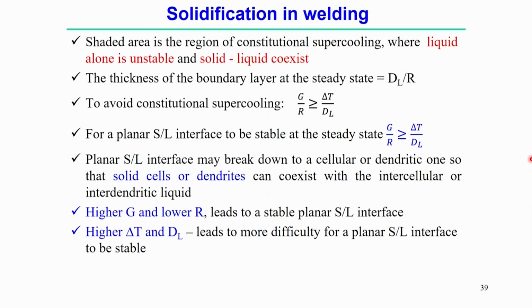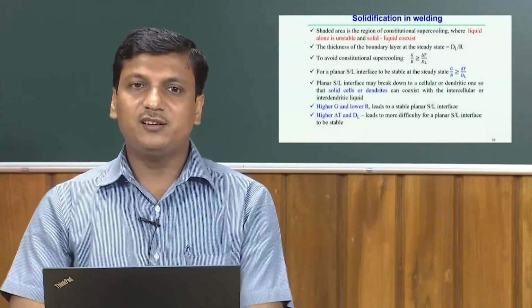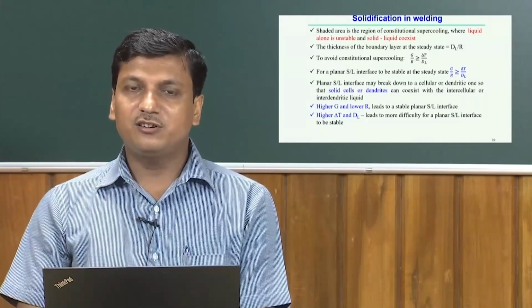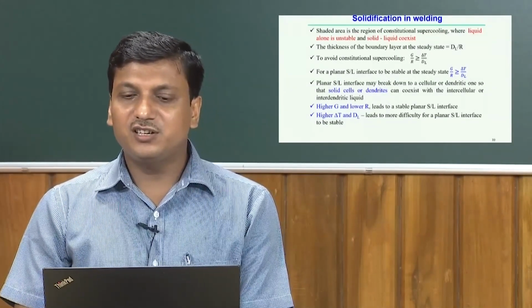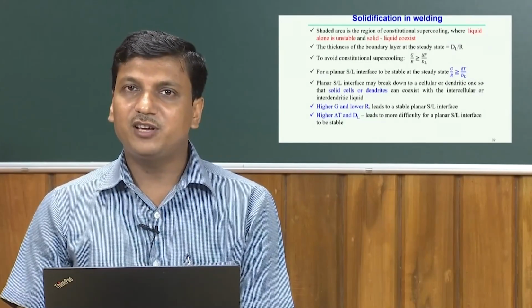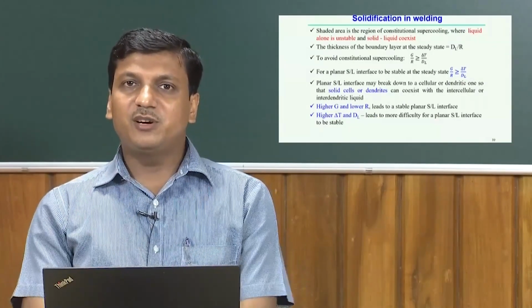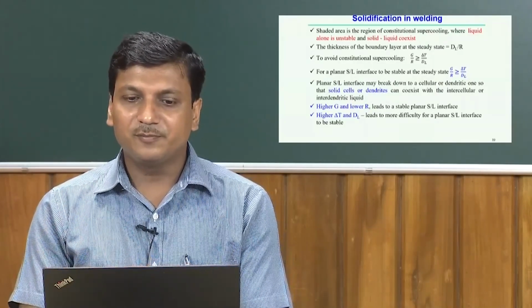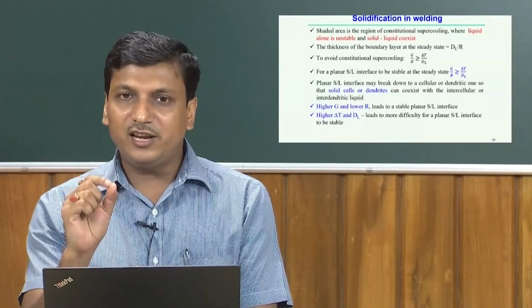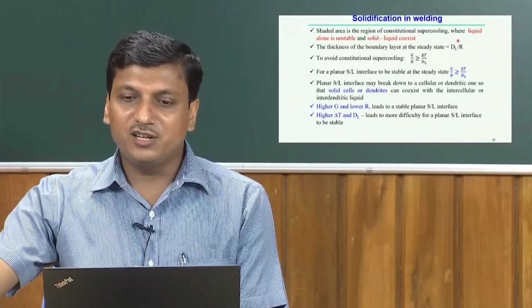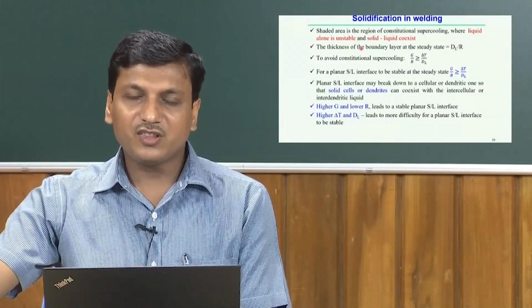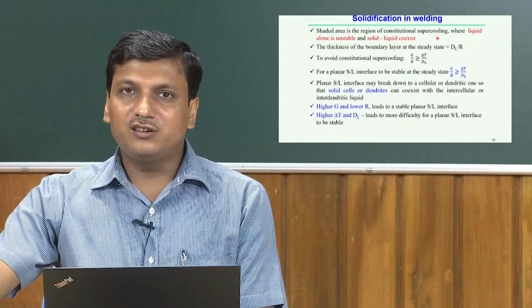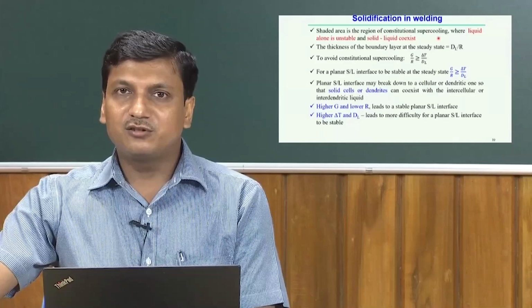Now, to estimate that slope we also assume that the thickness of the boundary layer during the movement of the solid liquid interface at steady state is better described by DL by R. DL is the diffusivity, divided by the growth rate, and dimensionally it represents length. Now, to avoid constitutional supercooling, we can put the condition just reverse of having constitutional supercooling.